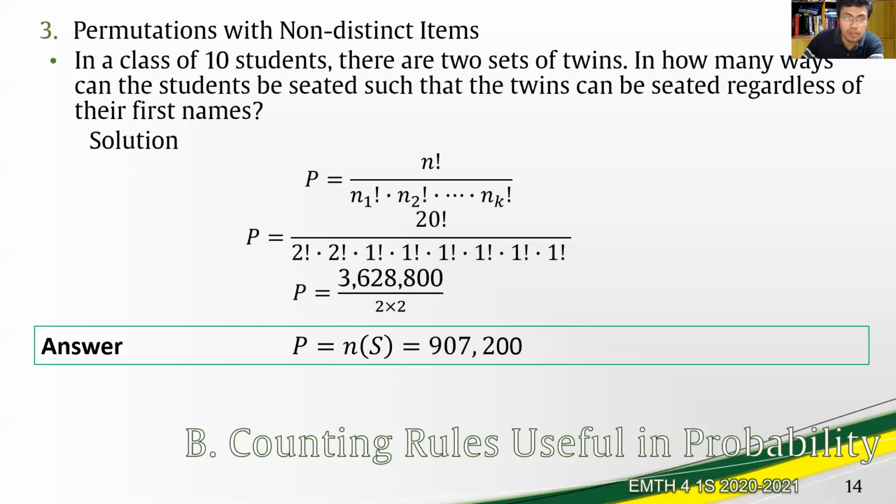And simplified, this will result in 3,628,800 over 2 over 2. And the number of elements should be 907,200. In the next lecture, we will cover the rules of probability.